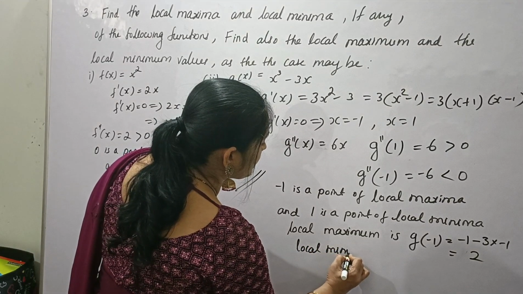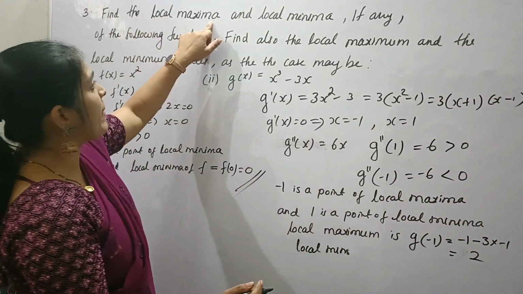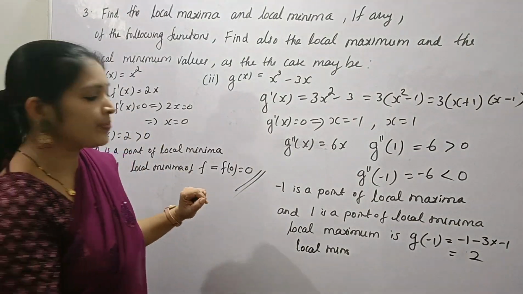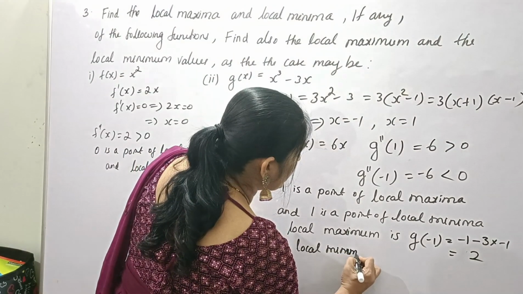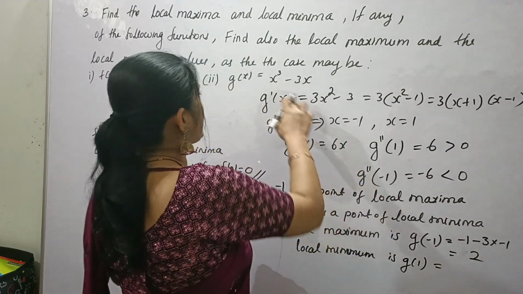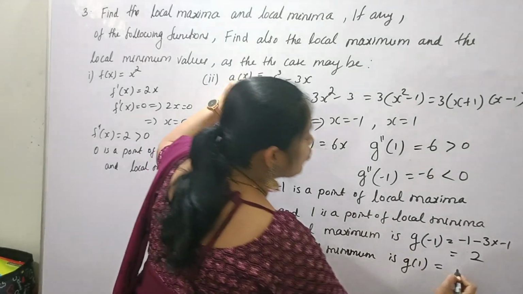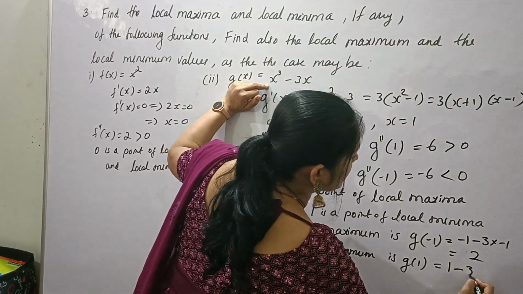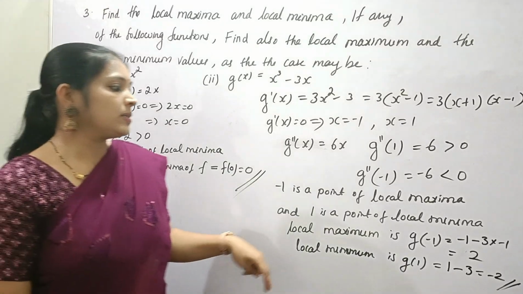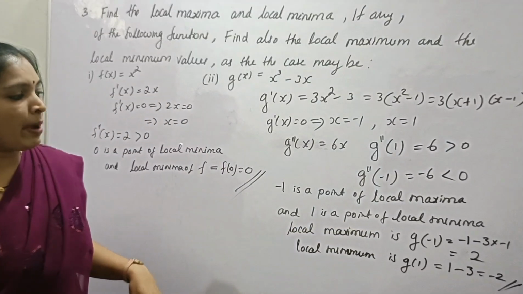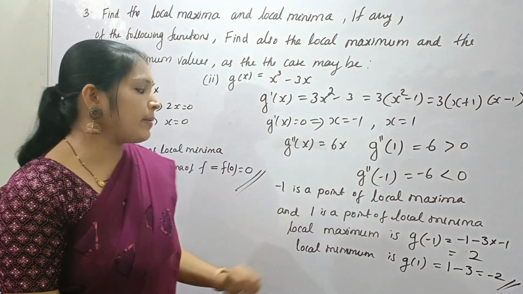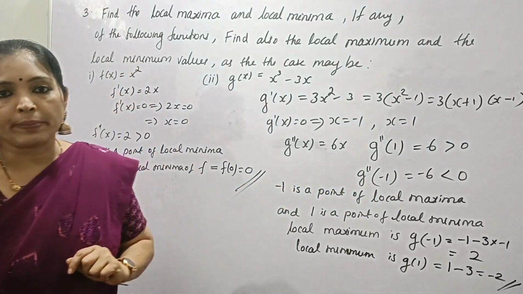Since 1 is a point of local minima, the local minimum is g of 1. Substitute x is equal to 1: 1 cube is 1, minus 3 into 1, that is 1 minus 3, which is minus 2. So here 2 is the local maximum and minus 2 is the local minimum, and minus 1 is a point of local maxima and 1 is a point of local minima.